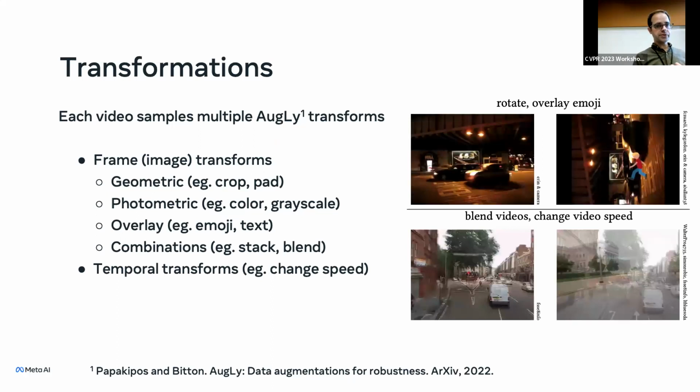So for the transformed videos in the data set, each video will sample multiple transforms using the AugLy augmentation library. These transforms include frame transforms. So these are image transforms that we apply to video frames, such as geometric transforms, photometric or color transforms, overlays, and then combinations of videos in the visual combination. So stacking videos or blending two videos, similar to a mix-up augmentation. And this also includes temporal transforms, for example, changing the speed of a video.